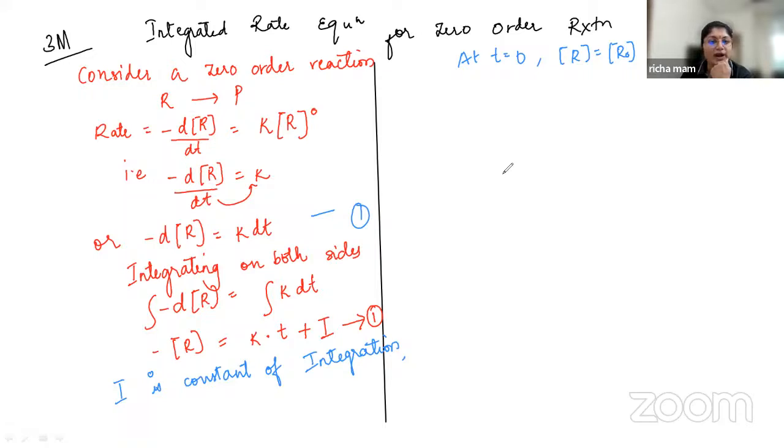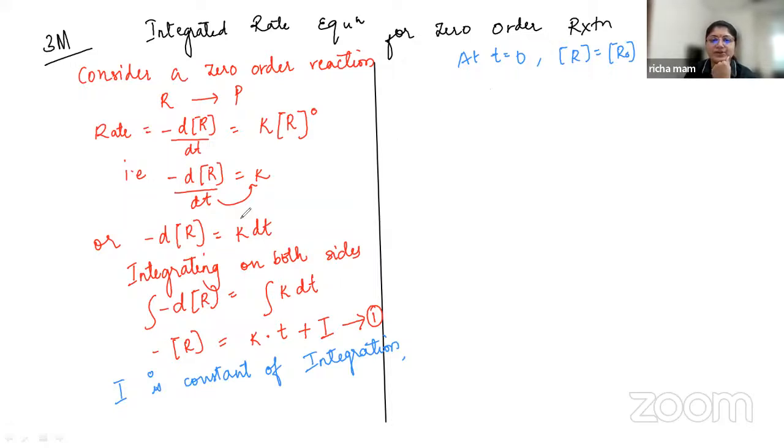So the value of I can be obtained by considering the initial conditions, that is at t is equal to 0. So you have to put this condition: at time equal to 0, the concentration of R is equal to R naught. That is your initial concentration. So let us substitute these values in equation 1. I have told you about marks here. So let us put the values in equation 1.